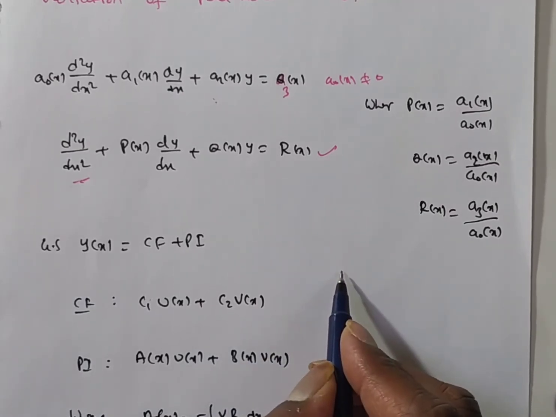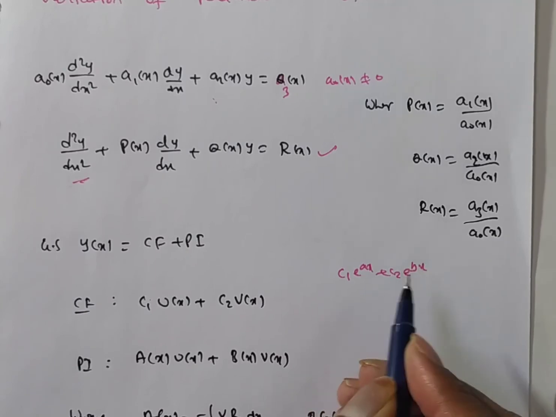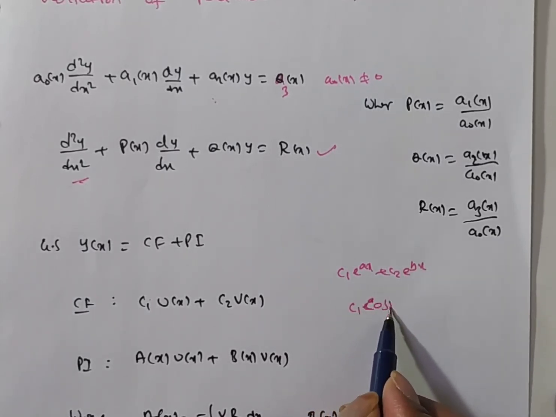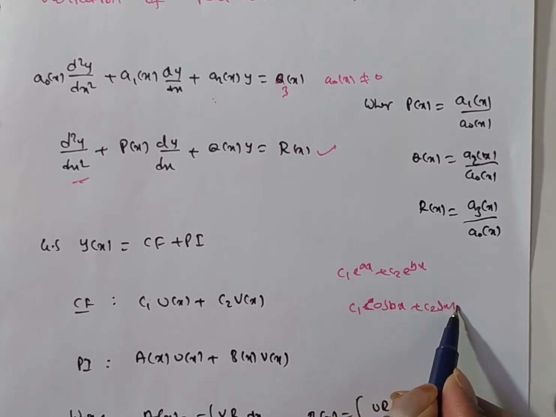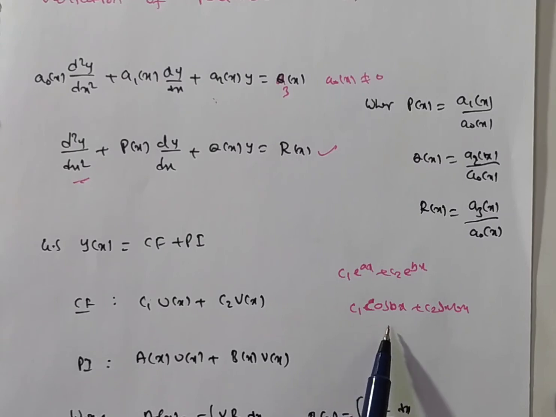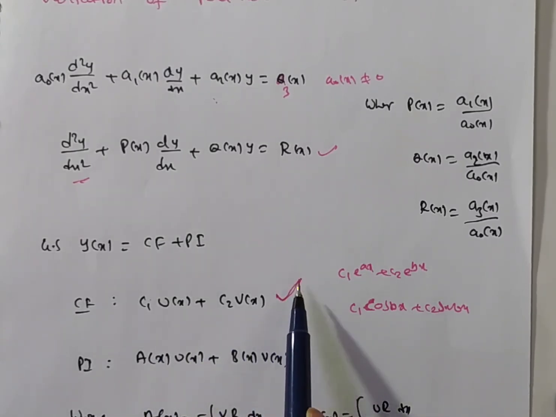Like suppose a, b is there, we are writing c1 e power ax plus c2 e to the power of bx. Suppose if you have a plus or minus ib, we are writing e power ax into c1 cos bx plus c2 sin bx, yes or no? So c1 u of x plus c2 v of x. Here also it is in the c1 u of x plus c2 v of x form. So this is the complementary function we are writing.